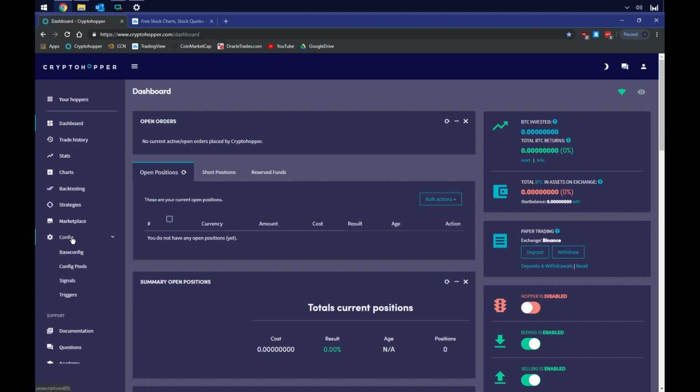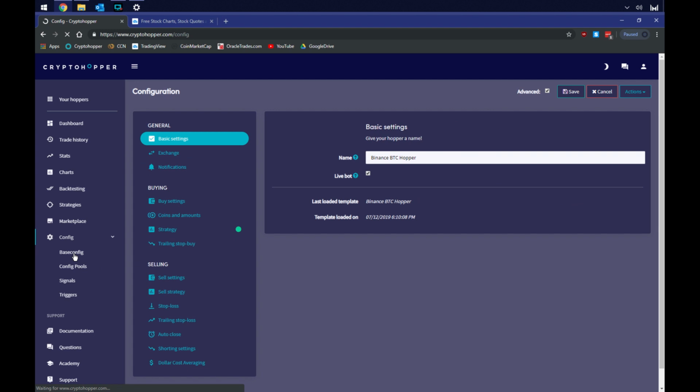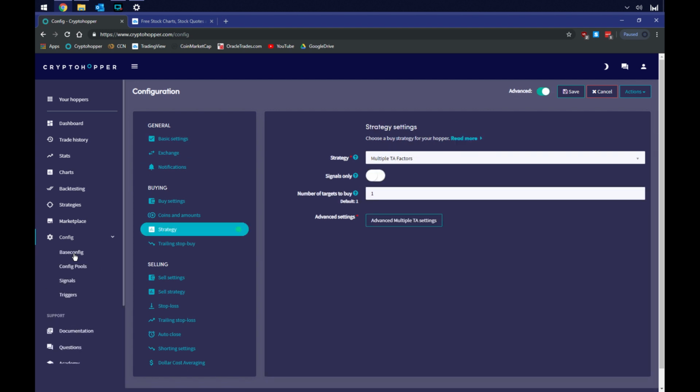The configuration area is split into the base config, config pools, signals, and triggers. In today's video, we will be focusing on the base config. Once you click on base config, you will see a submenu opening up. You can flip through all the submenus without saving. All modifications will be retained. However, you still have to save before you leave the entire section.